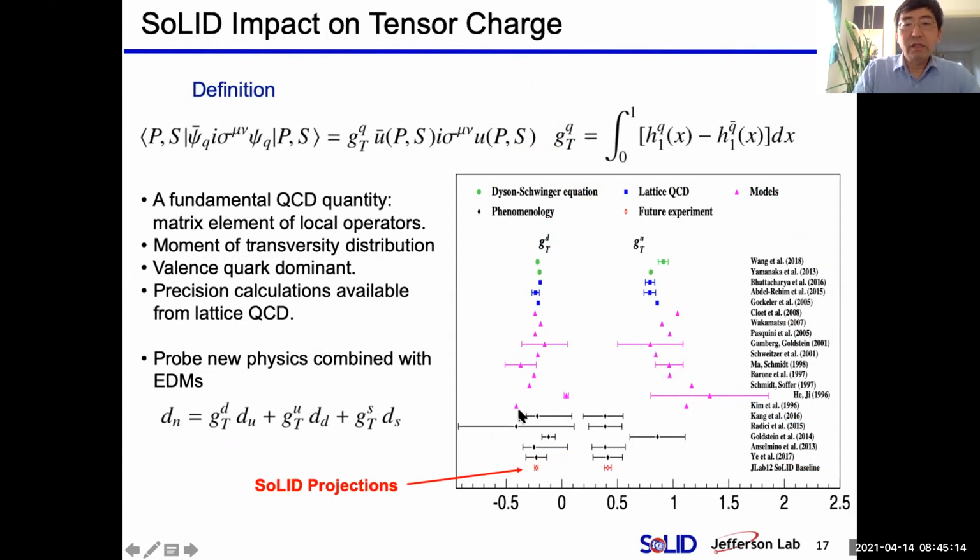These black points are all the different world analyses using models for existing world data. You can see that with SoLID it will be significantly improved. And there is a very nice lattice calculation that already exists with high precision and small error bars. So this will really provide a very nice benchmark test of lattice calculations. This also provides input for EDMs, where the tensor charge is a coefficient. So this helps study new physics with the EDM search.